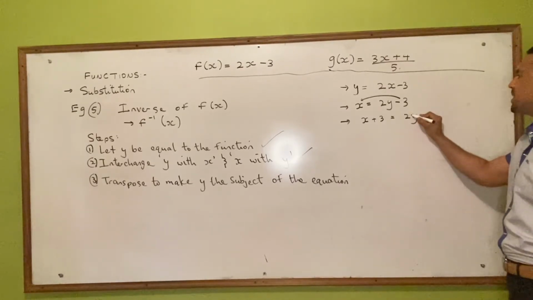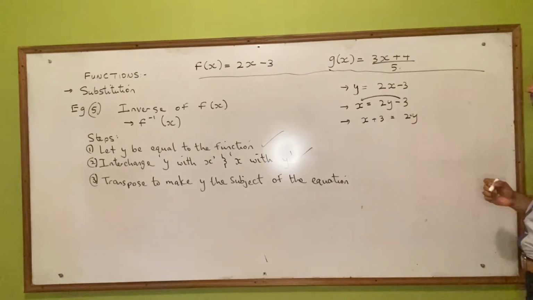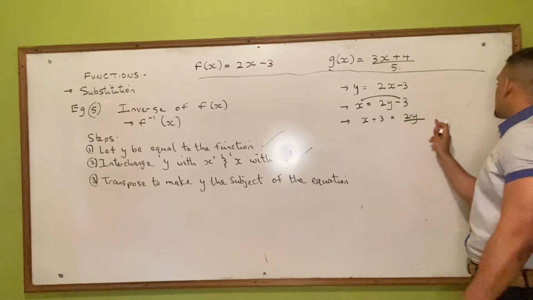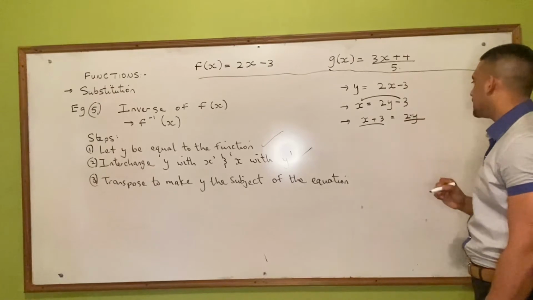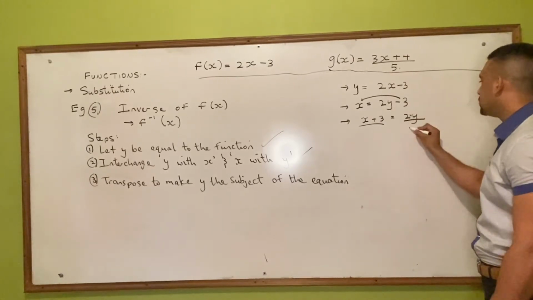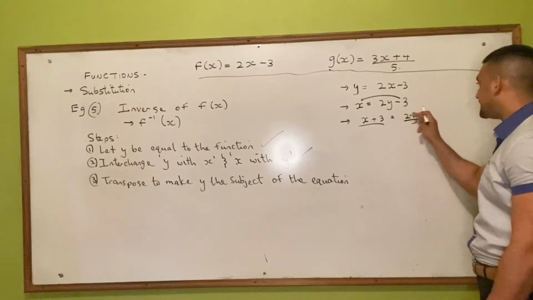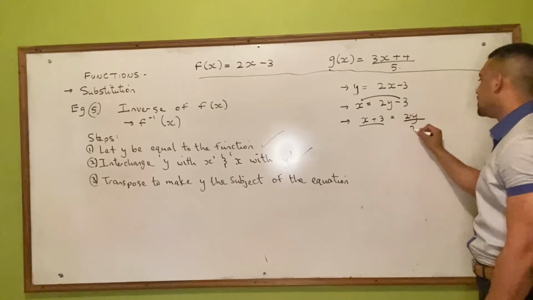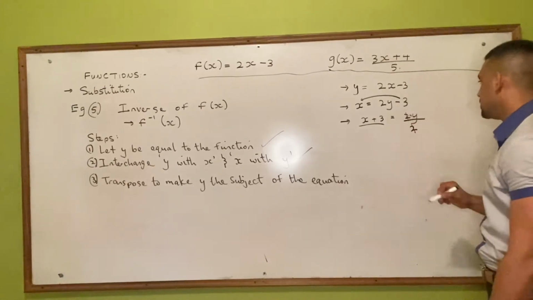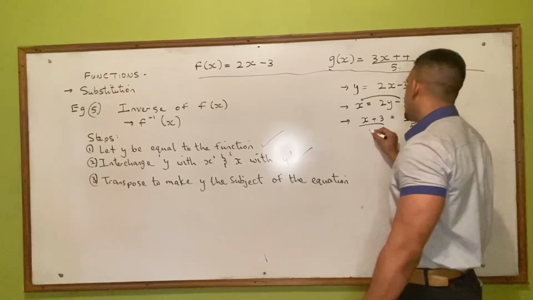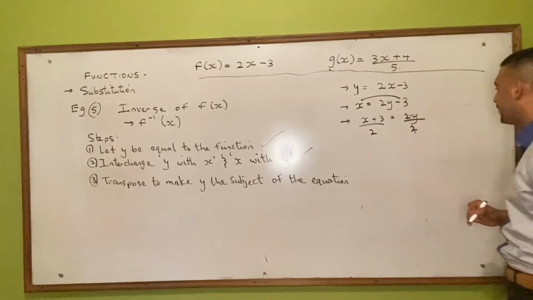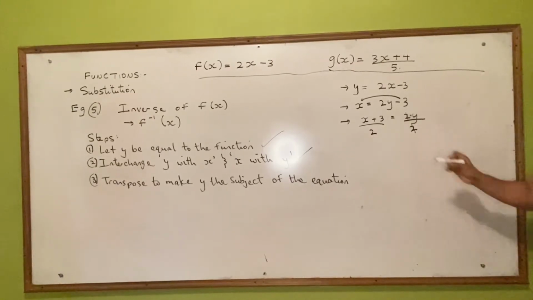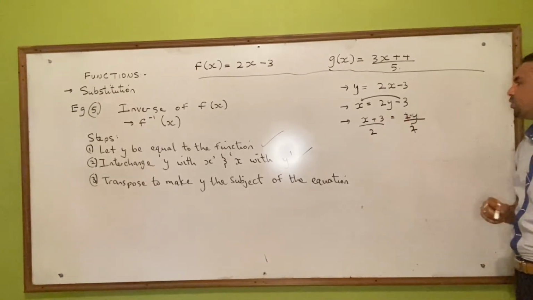And 2y is the same as saying 2 multiplied by y. The inverse of a multiplication is division. And whatever you do on this side, you must do the same thing on the other side. To get rid of the 2, you divide by that constant in front of the variable. If you divide by 2 on your right hand side, you also divide by 2 on your left hand side. So we get y, which is being left alone, is equal to x plus 3 over 2.